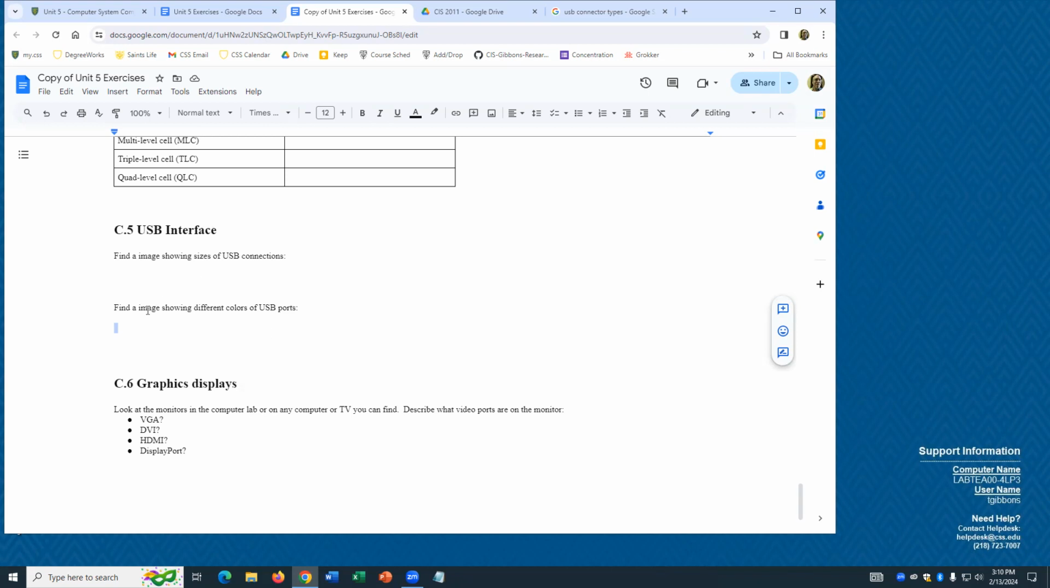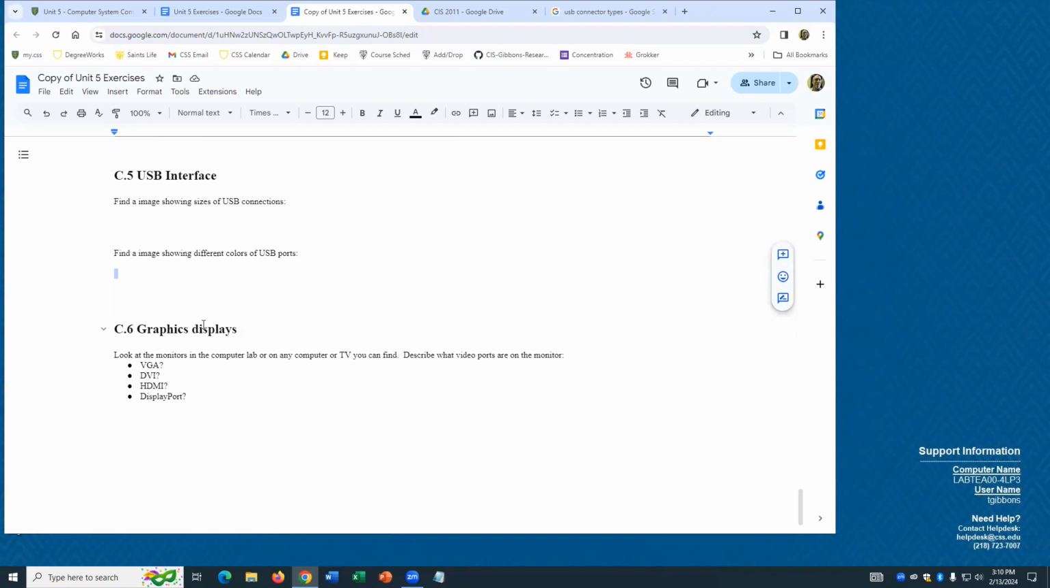Search for something, and again, the colors I don't think are standard, but something that shows different colors of USB ports, and put a picture, even if you just have the blue and the black there, put that there.